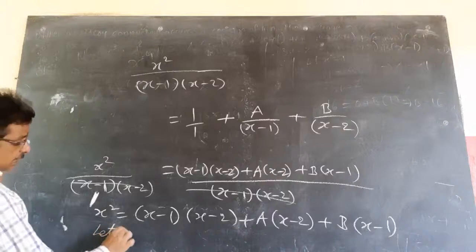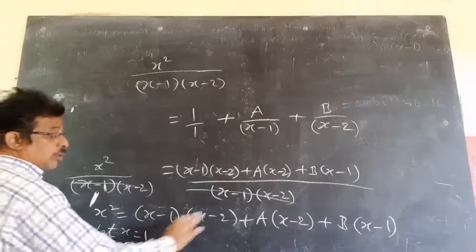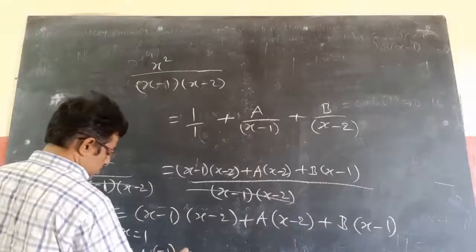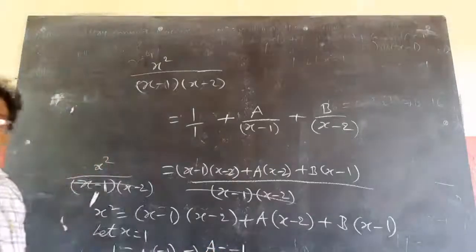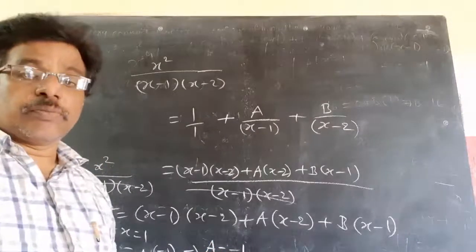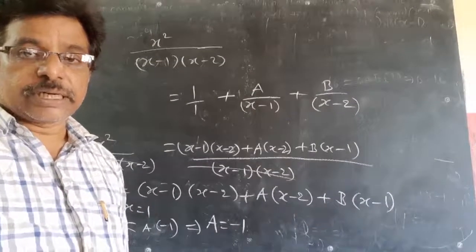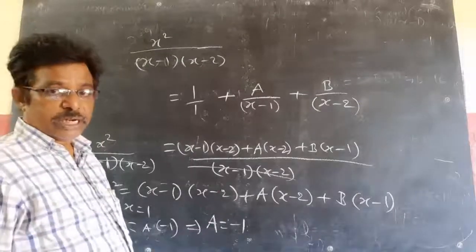Let x equal to 1, what do I get? 1 equal to 0 plus A into 1 minus 2, which is minus 1, plus B into 0. This implies A equal to minus 1. A equal to minus 1 we will get. Like the same, substitute x equal to 2 and we will get B.